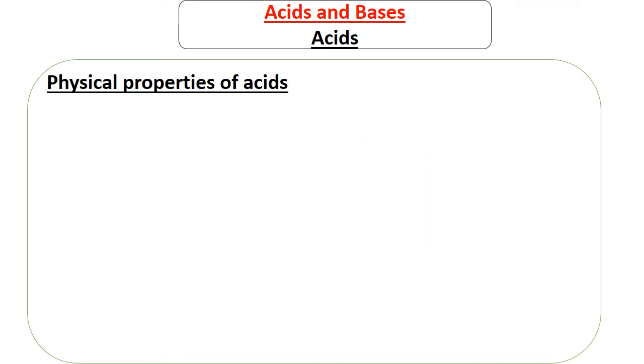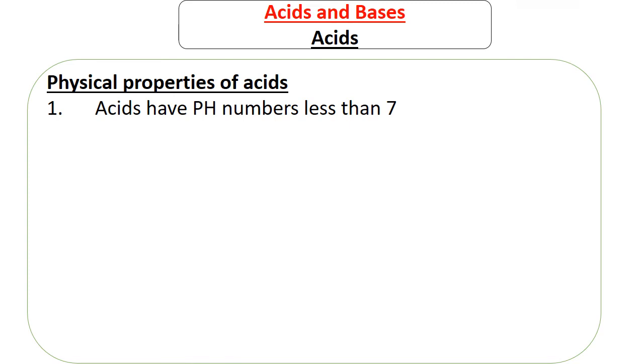Finally, we take a look at physical properties of acids, then we'll finish this part with chemical properties of acids. So for physical properties, what are the physical properties of acids? The first one is acids have a pH number less than 7. What is pH anyway? We're going to start this in the next video, but pH is just a value that indicates how acidic or how basic a solution is.